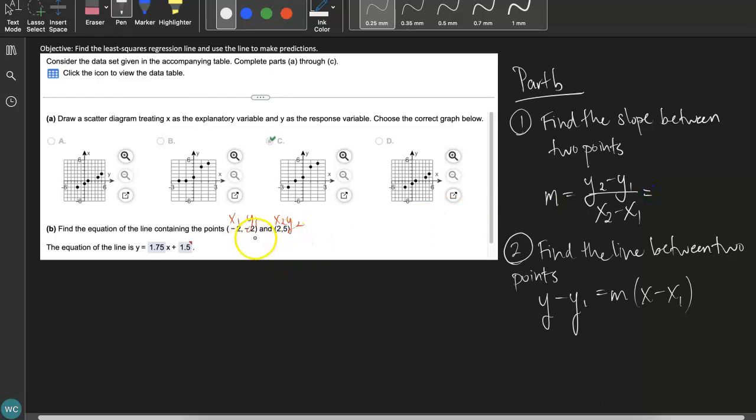Y sub 2 is 5, y sub 1 is negative 2, so this would be 5 minus negative 2. X sub 2 is 2, x sub 1 is negative 2, so plugging that in, we would have 2 minus negative 2. Because we're subtracting a negative, that's really the same as adding. We get 7 over 4, which could further reduce to 1.75. And you see that that's already part of this final answer here as well.